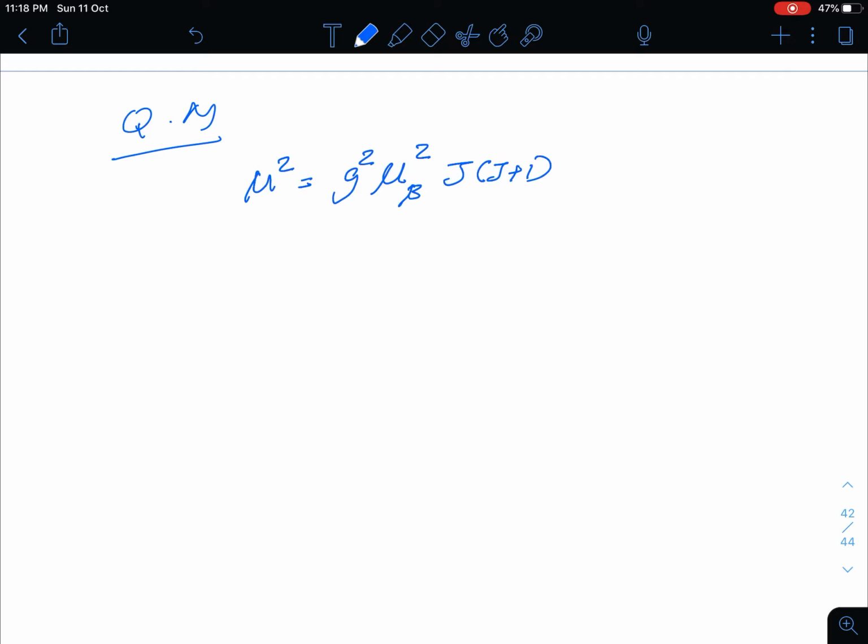ഓർമ്മയുണ്ടെന്ന് വിചാരിക്കുന്നു. So this you might have derived. So what does this mean? It simply means that unlike the classical picture, you cannot have any orientation. നിങ്ങൾക്ക് നേരത്തെ പോലെ എല്ലാ ഓറിയൻറ്റേഷനും പറ്റില്ല. Here it is constrained by what you call the space quantization. So you might have studied only certain directions are possible.